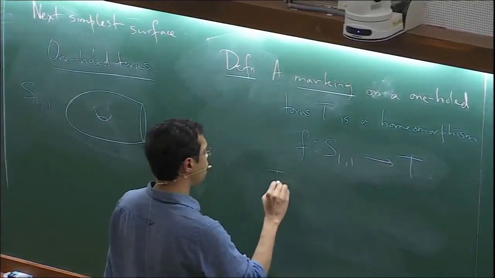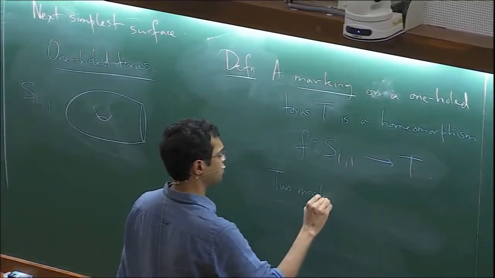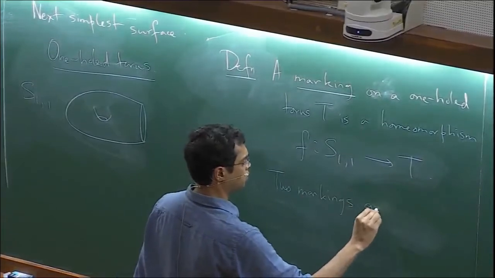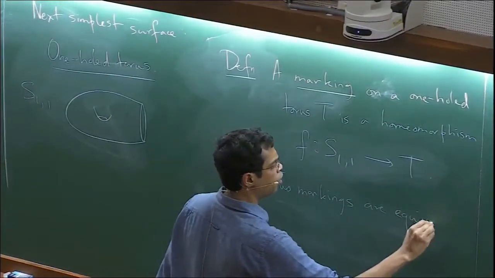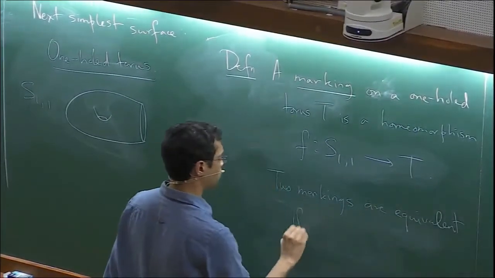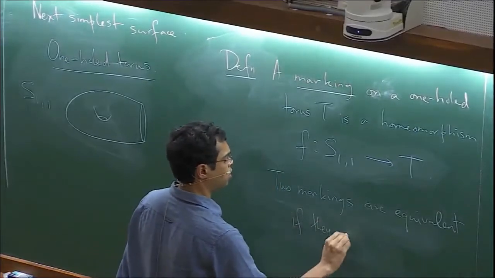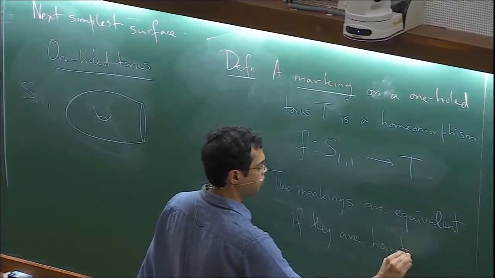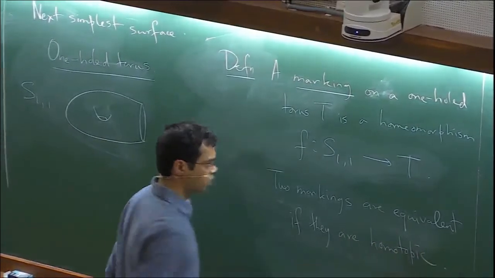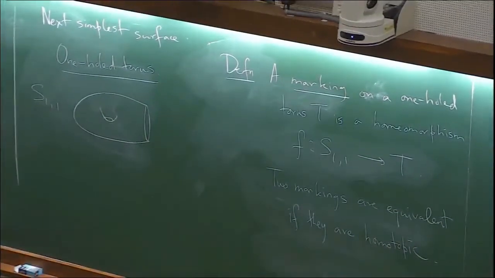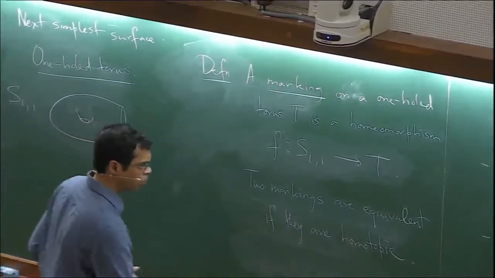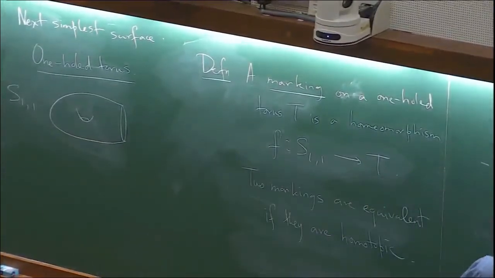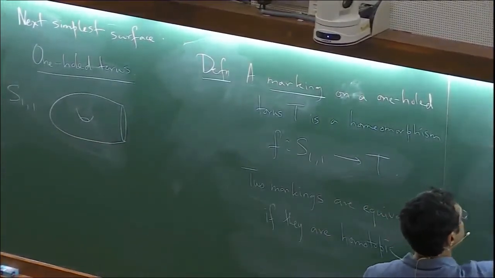And we say that two markings are equivalent if they are homotopic to each other. So if they are isotopic, either one. Okay, so we kind of need this notion. Now this is a more general notion, as I said. So let me give some examples of markings for much simpler surfaces.